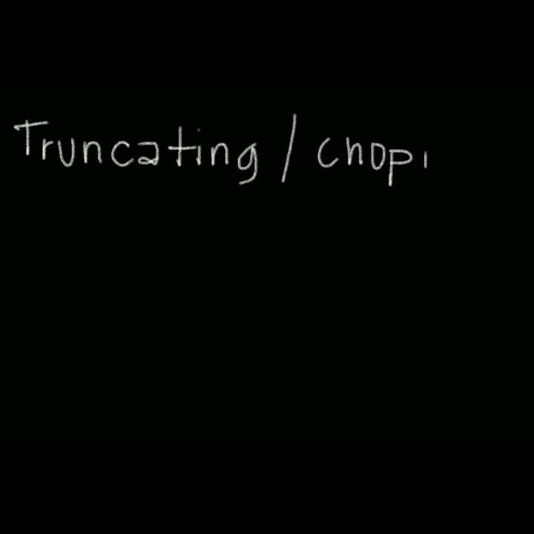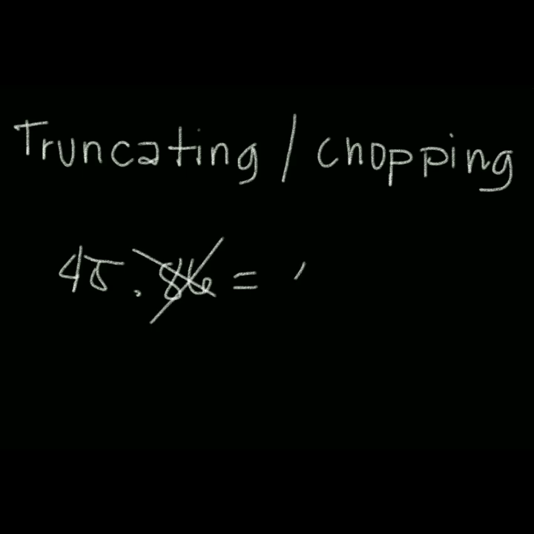The last type of number system is truncating or chopping. Truncating or chopping is a bit similar to rounding off values, but instead of rounding it off, it deletes the digit. For example, we have 45.86. We're going to delete the .86 and we will be left with 45.